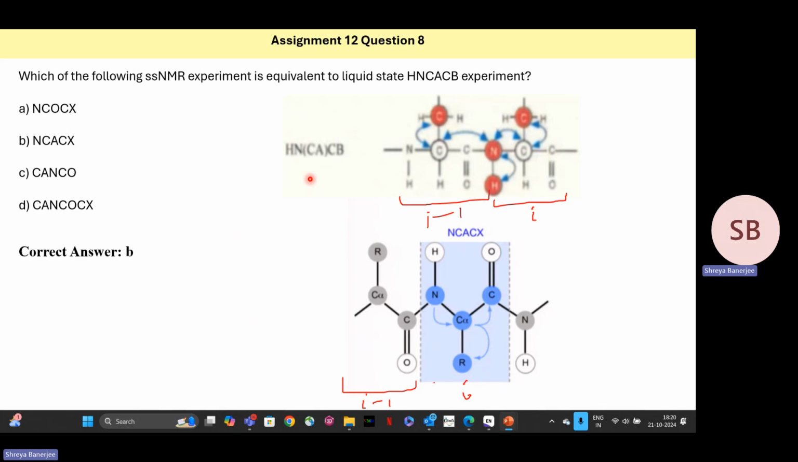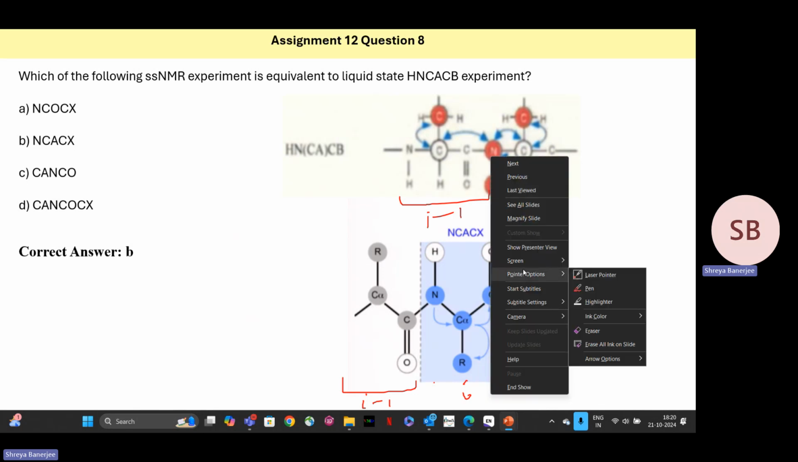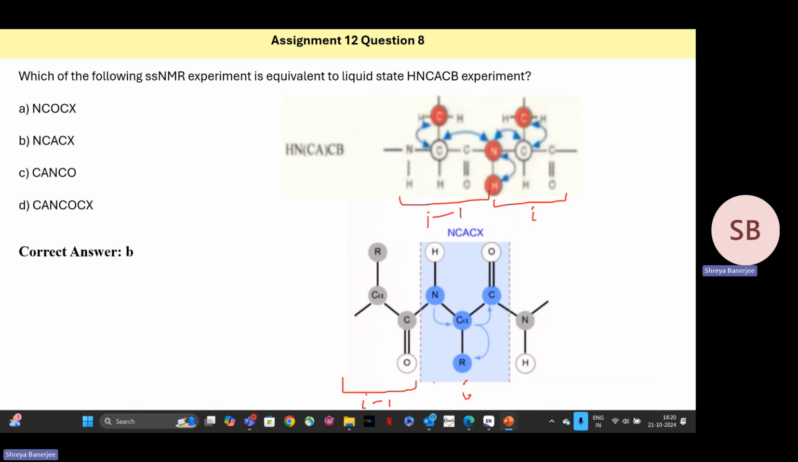Mainly what we look at when we are considering equivalent is whether we are detecting the same kind of atoms. So what are the atoms we are detecting here? The ones marked in red. We are detecting H, N, and both the C betas here. Here what are we detecting? Again, we are not detecting H, because in solid state we can't detect H, but we are detecting N and the C beta. So that is how you can say these two are equivalent.